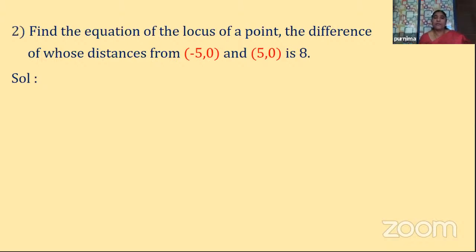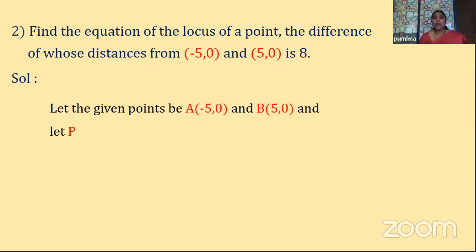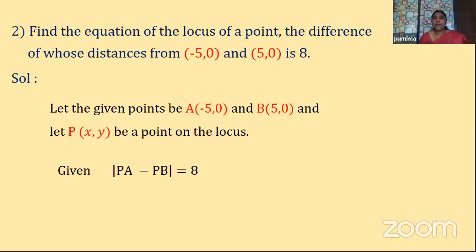When it comes to the difference, first of all, let us name the points. Let the given points be A(-5, 0) and B(5, 0), and let P(x, y) be a point on the locus. Now what is the given statement? The difference PA minus PB is equal to 8. The difference of PA and PB is 8.